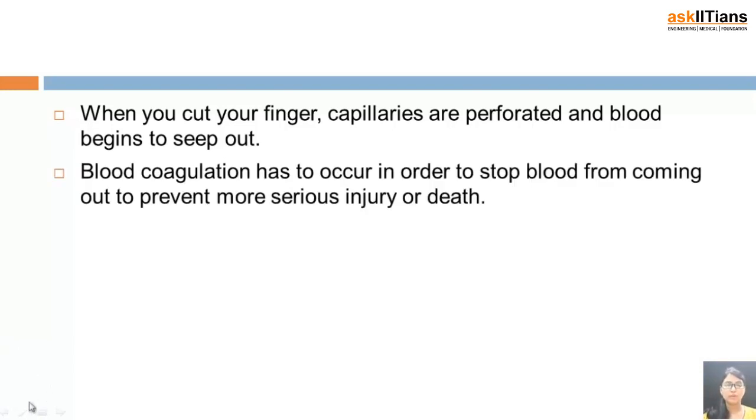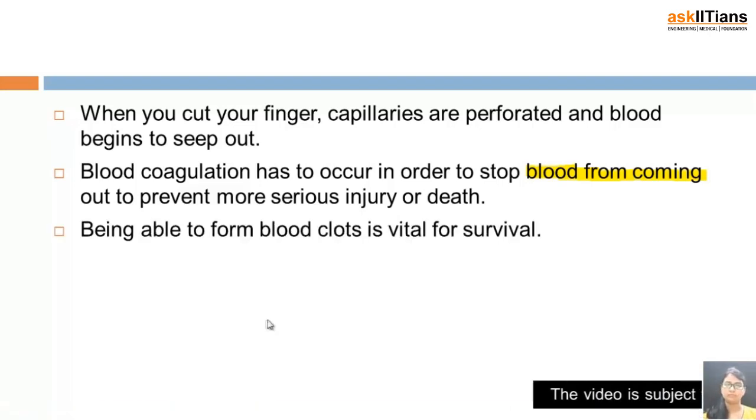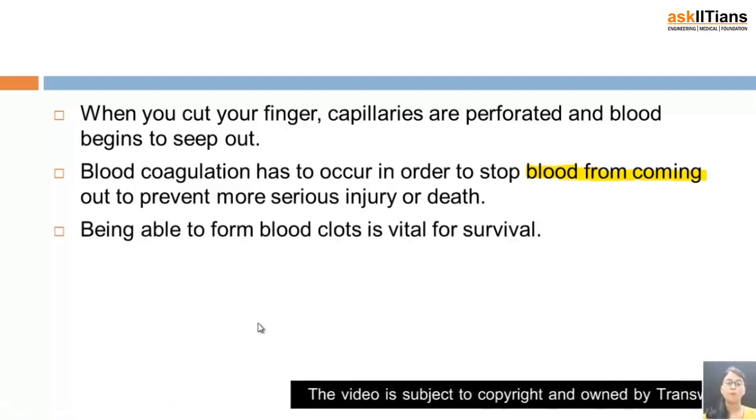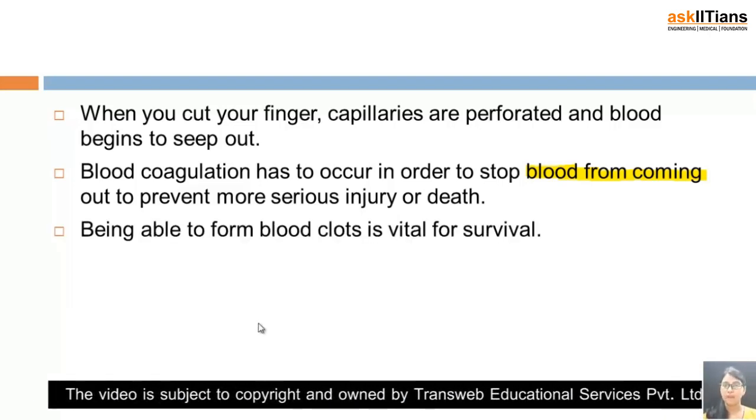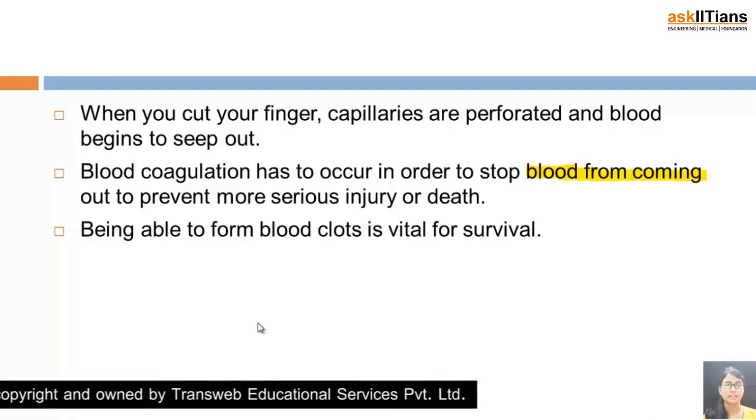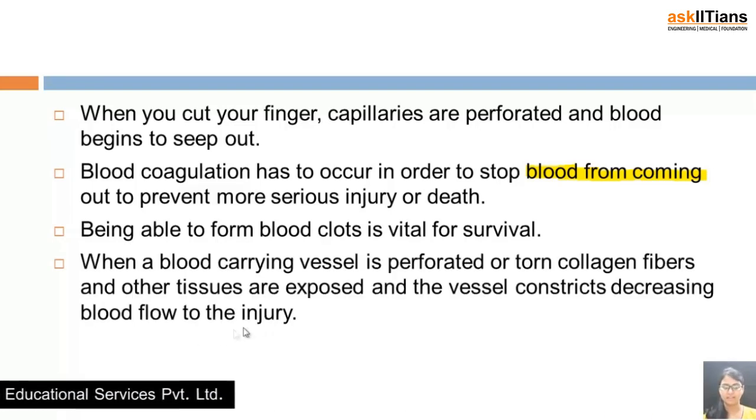This blood coagulation has to occur in order to stop blood from coming out and to prevent more serious injury. Otherwise, if this blood flow is not stopped, then you may die due to excessive bleeding. Being able to form blood clots is vital, essential, a necessity for survival.